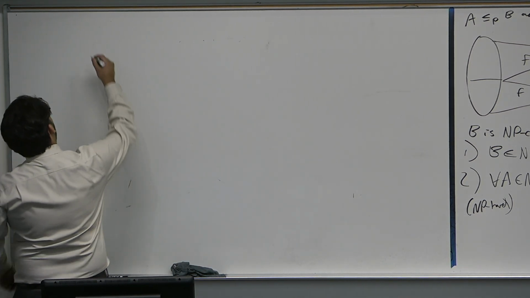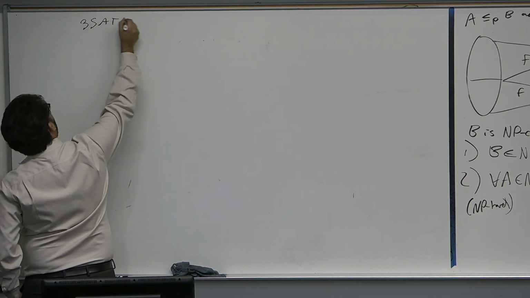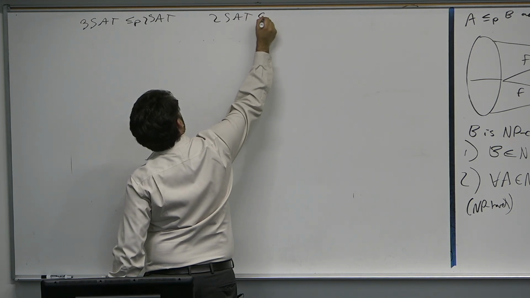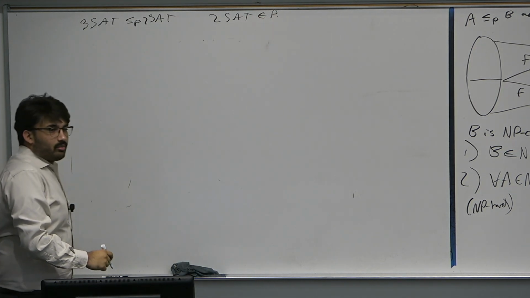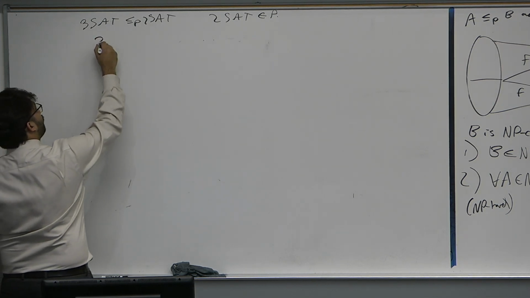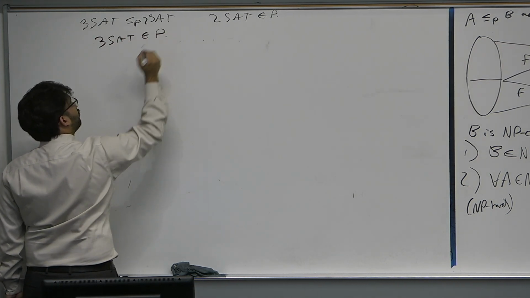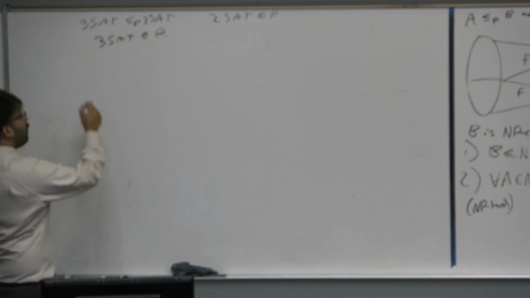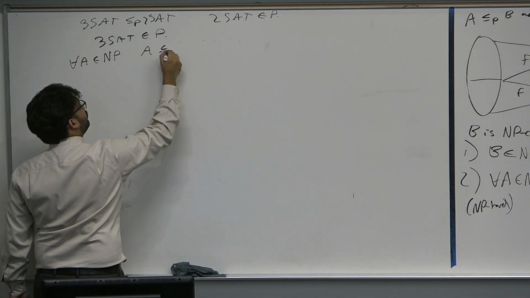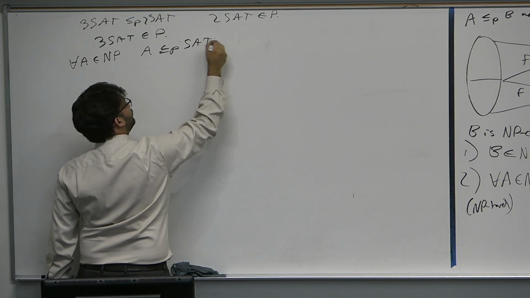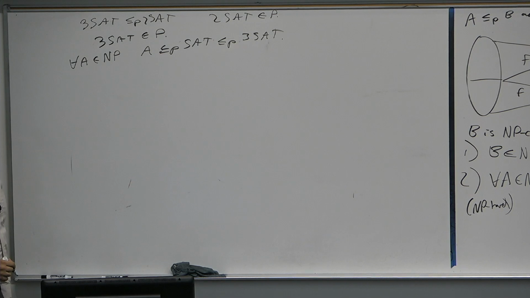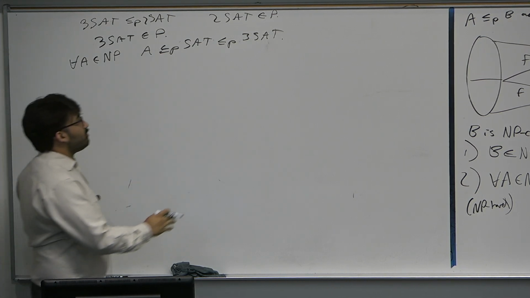Suppose there's a reduction from 3 SAT to 2 SAT. We also know that 2 SAT is in P. We proved something about polynomial time reductions. What is the immediate consequence of those two things? 3 SAT would be in P. Okay? But we also know that for all A in NP, there's a polynomial time reduction from A to SAT to 3 SAT, which can then be reduced to 2 SAT.